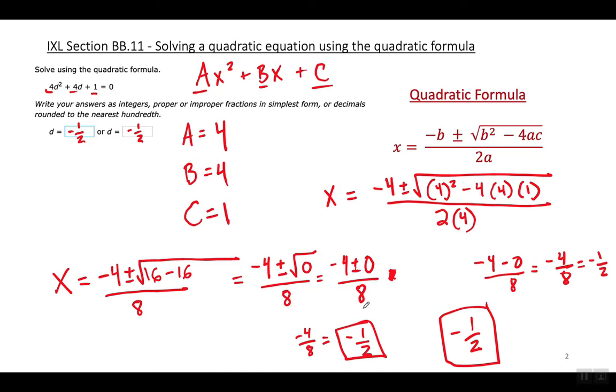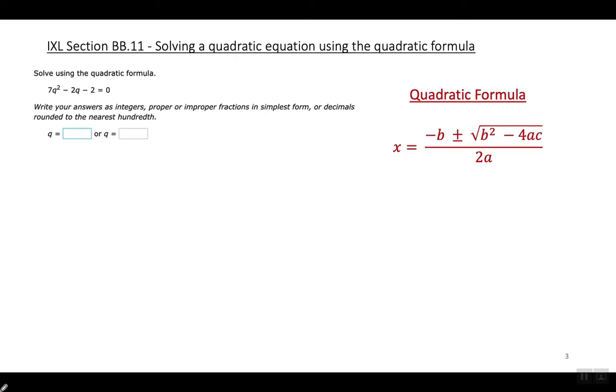All right, let's look at another problem. Okay, guys, here's our second problem. First, let's identify what's A, B, and C. A is 7. B is going to be -2. And C is also going to be -2.